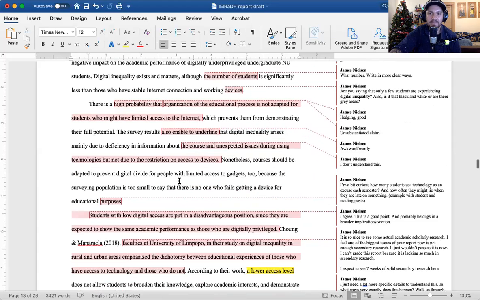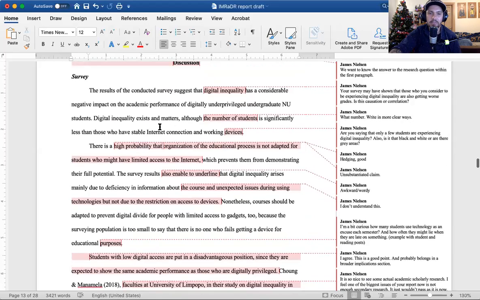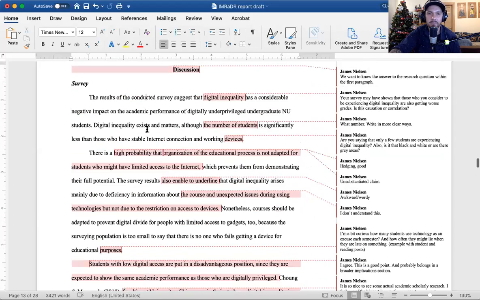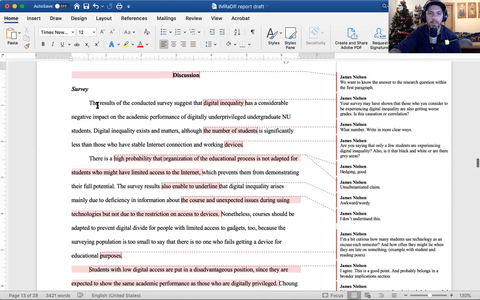Well, let's read through this together, okay? Because I want you guys to understand this well. The results of the conducted survey suggest that digital inequality has a considerable negative impact on the academic performance of digitally underprivileged undergrads.